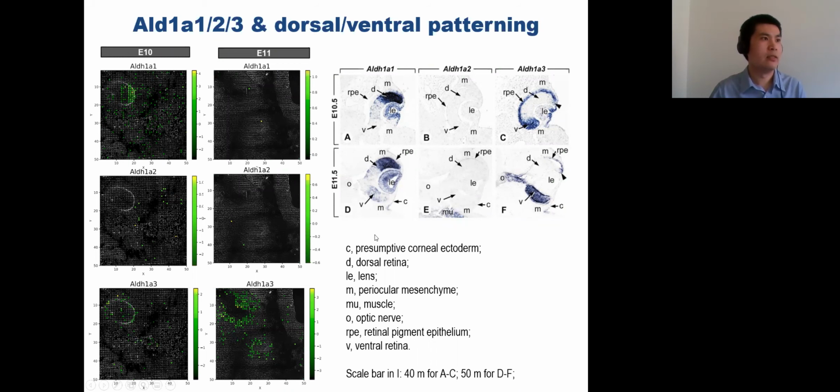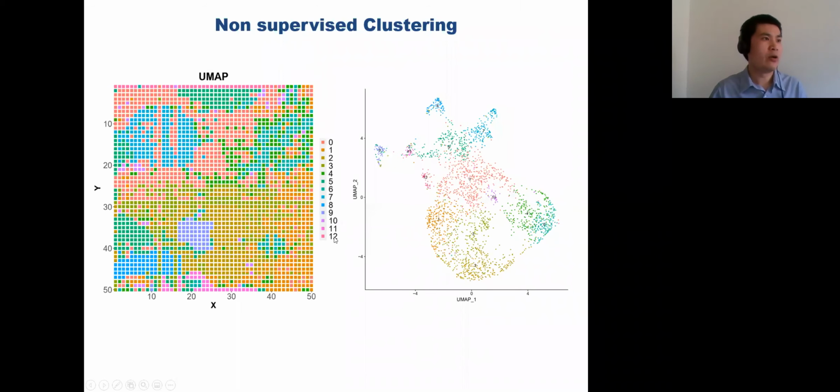Okay. So we also did a very quick unsupervised clustering. So you can see the eye being shown here, as well as other interesting regions. This is just a good way to see the expression patterns very quickly.